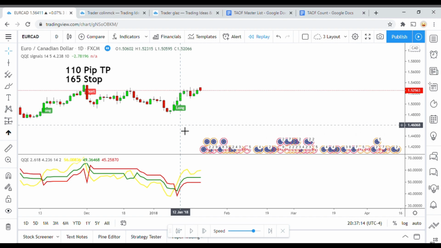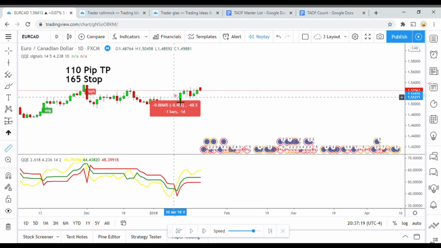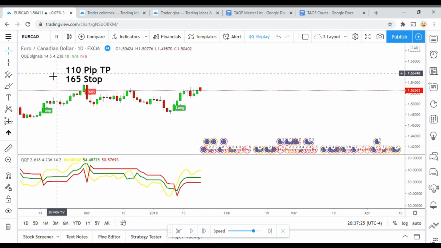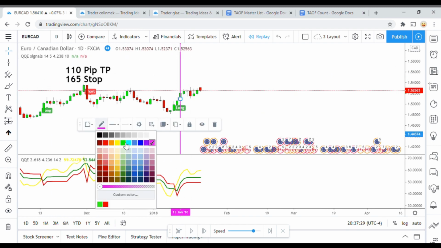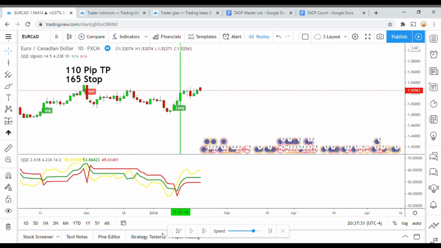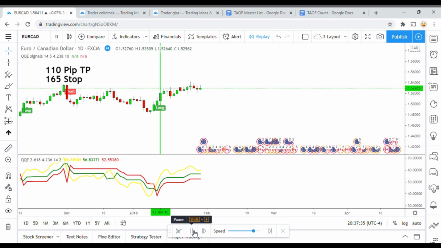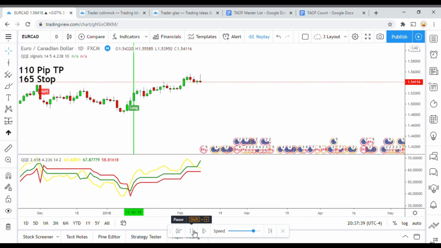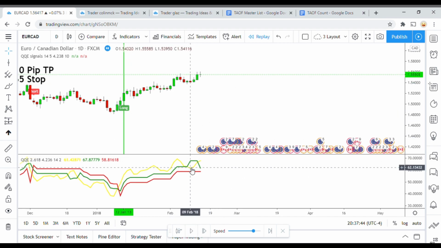Plugging along here, got our first signal right there on that candle. Came down a little bit there, did not stop us out, and it did make it up and gave us first take profit for a winning trade. All right, we'll continue on here. It's plugging along, plugging along, plugging along.